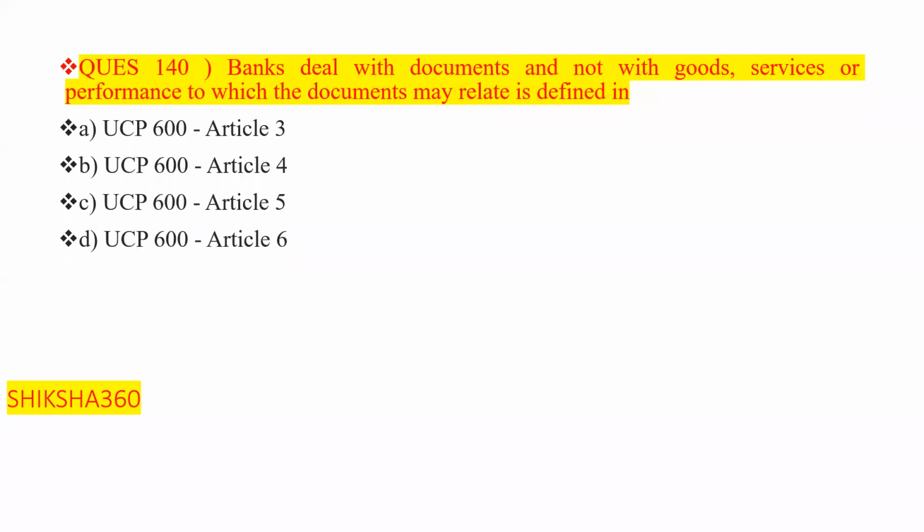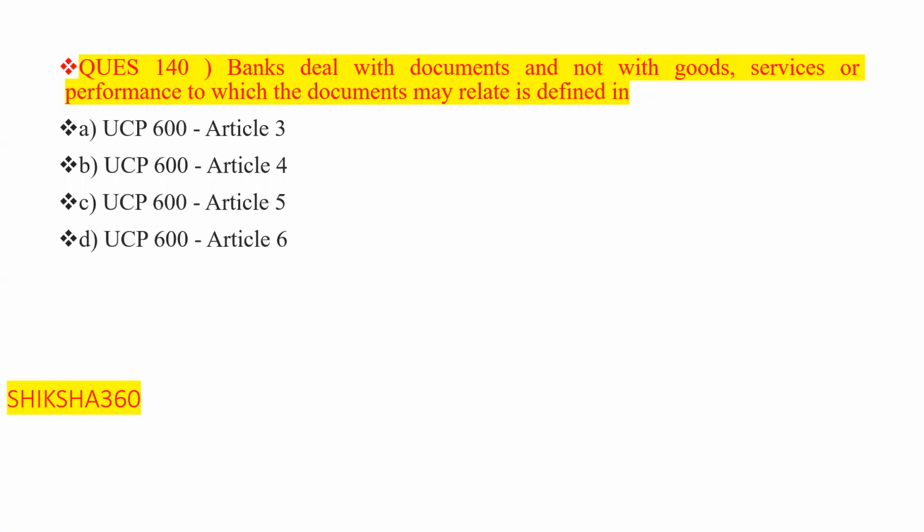Now move to the next question, question number 140. That is a theoretical question. Banks deal with the documents, not the goods, services or performance, to which the document may relate. Sometimes, though very rarely, you will get this type of question in the examination. It is an article based question, asking what is mentioned under which article.